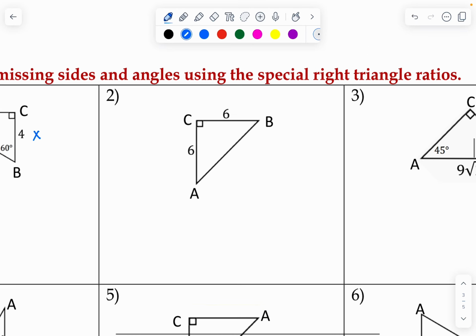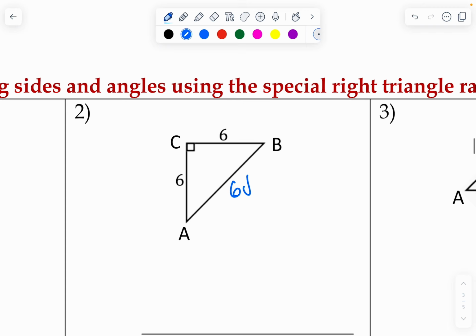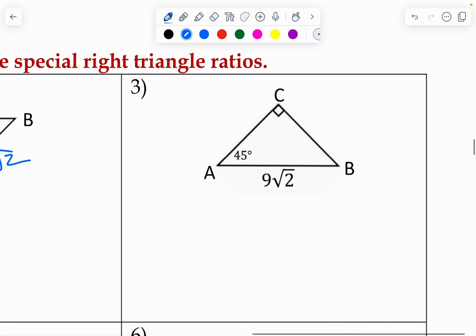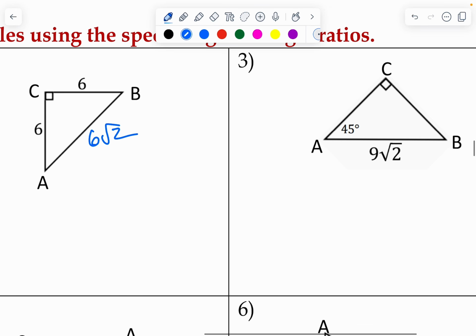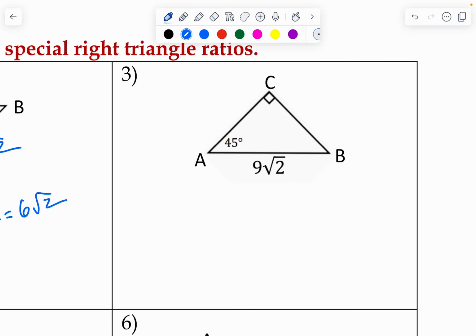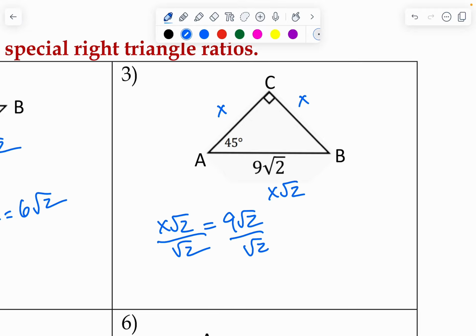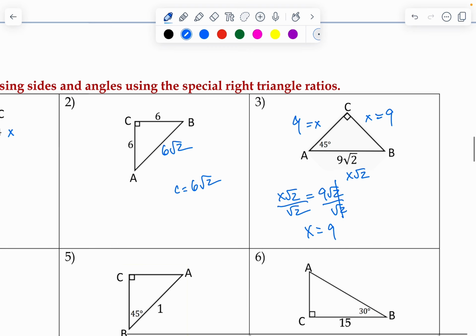Okay, next one here is a 45, 45, 90 triangle, and so this is 6 root 2. And that would be little c is equal to 6 root 2 if we wanted to write it that way. Okay, now we've got the hypotenuse. So this one it's going to be x root 2. Well, if x root 2 equals 9 root 2, we just divide away by root 2. And when you have the same thing top and bottom, they divide, it gives you 1. And so x equals 9 times 1, which is just 9. And so these are both just equal to 9.